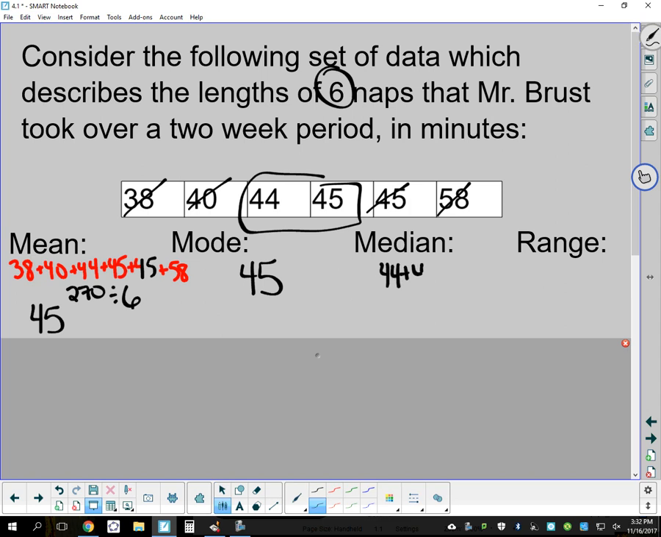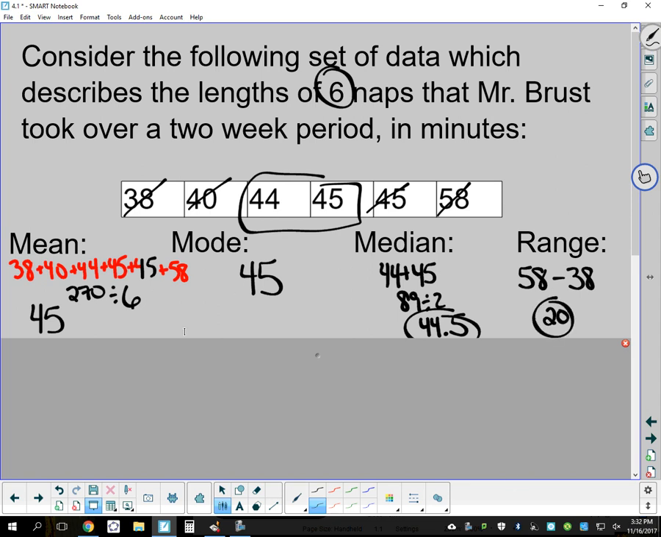So 44 plus 45, well, that's 89. 89 divided by 2 is 44.5. So your median, 44.5. Range, your highest value in this list is 58, minus your lowest value here is 38. 58 minus 38 is 20, so the range in that data is 20.